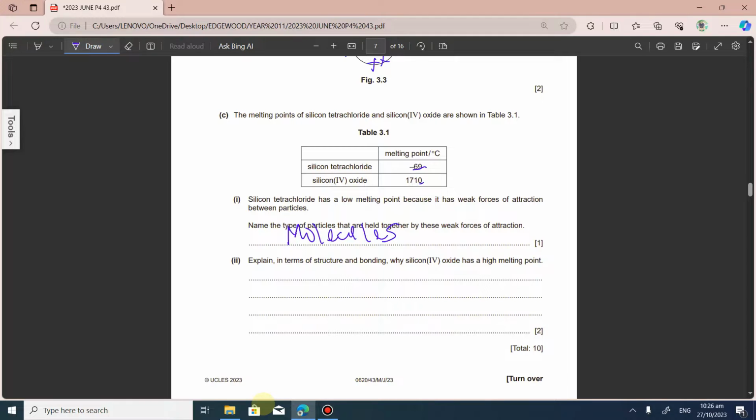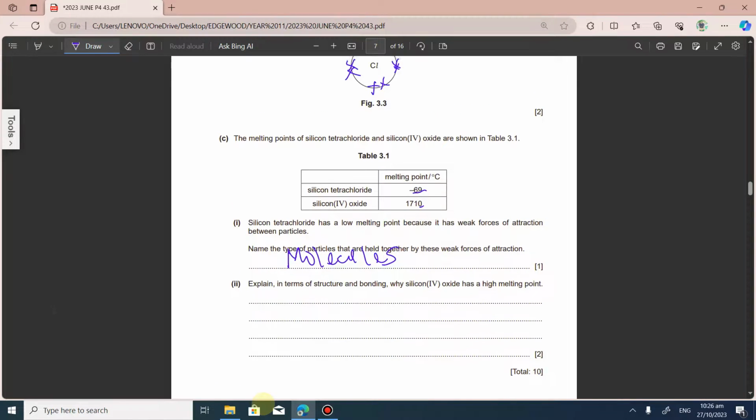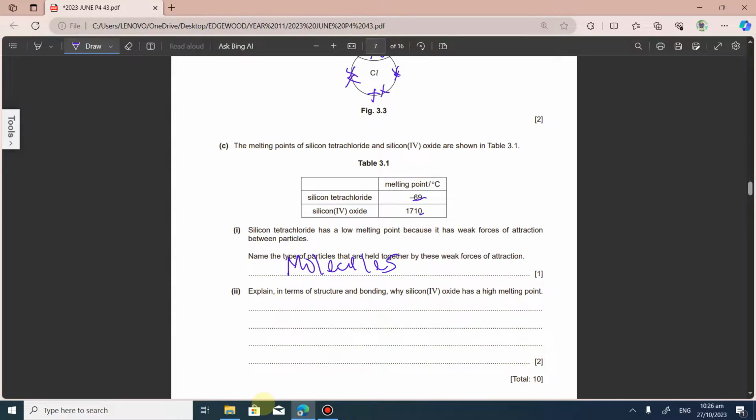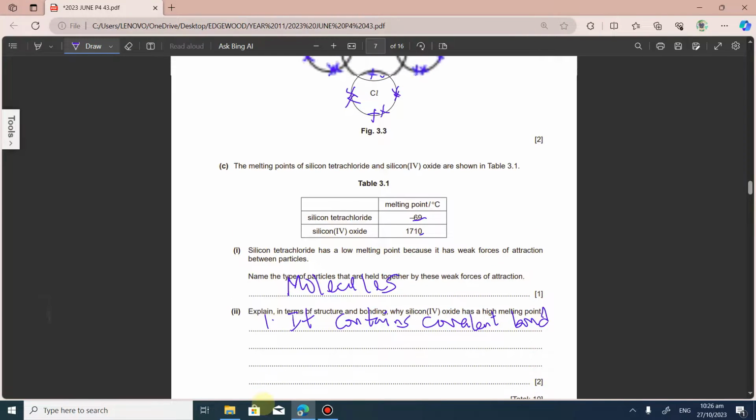Now explain in terms of structure and bonding why silicon 4 oxide has a high melting point. Now silicon 4 oxide has a high melting point, number one, because it has a covalent bond. So it contains a covalent bond. But remember that silicon tetrachloride also has covalent bond. But the major thing is we have to establish that there is a presence of covalent bond.